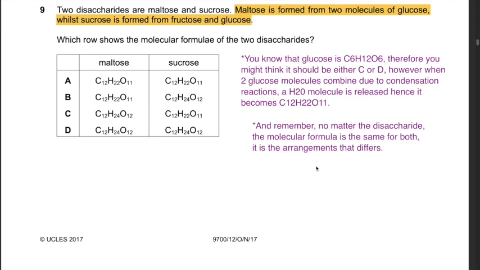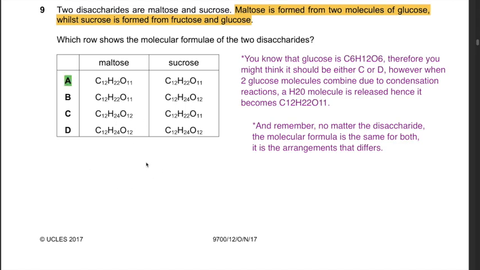And remember, no matter the disaccharide, the molecular formula is the same for both. It is just the arrangement that differs. Hence, both of them, maltose and sucrose, should have the same numbers. And that is only there in answer A, C12H22O11, and for sucrose, C12H22O11. Hence, the answer over here is A.